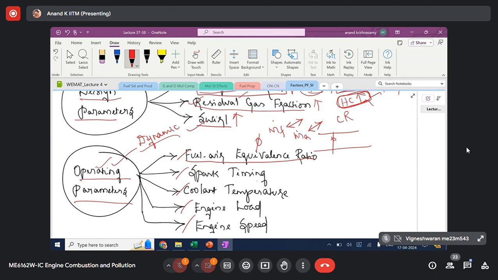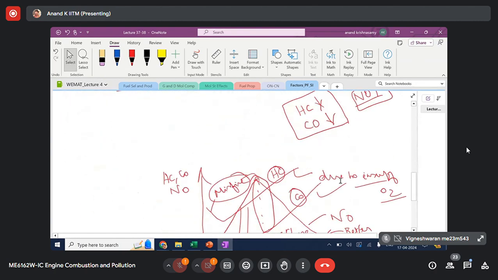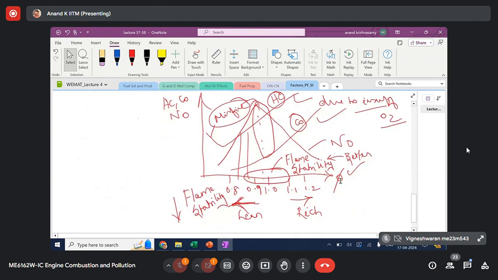So this is a dynamic operating variable which you can adjust, but we need to keep it close to stoichiometry in order to have a stable flame. Because of this, we end up creating high levels of all three primary pollutants.